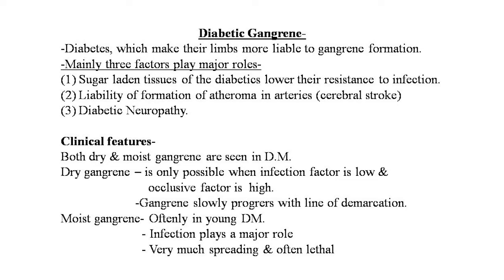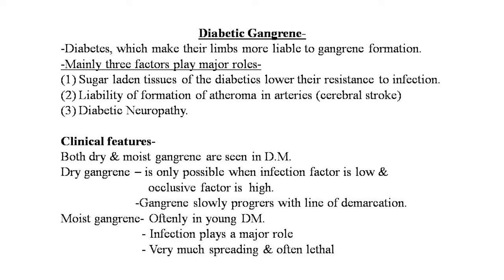Now the clinical features. Both dry and moist gangrene are seen in diabetes mellitus. Dry gangrene is only possible when the infection factor is low and the occlusive factor is high. Gangrene slowly progresses with a line of demarcation, whereas in moist gangrene, often in young diabetic patients, infection plays a major role, very much spreading and often lethal.